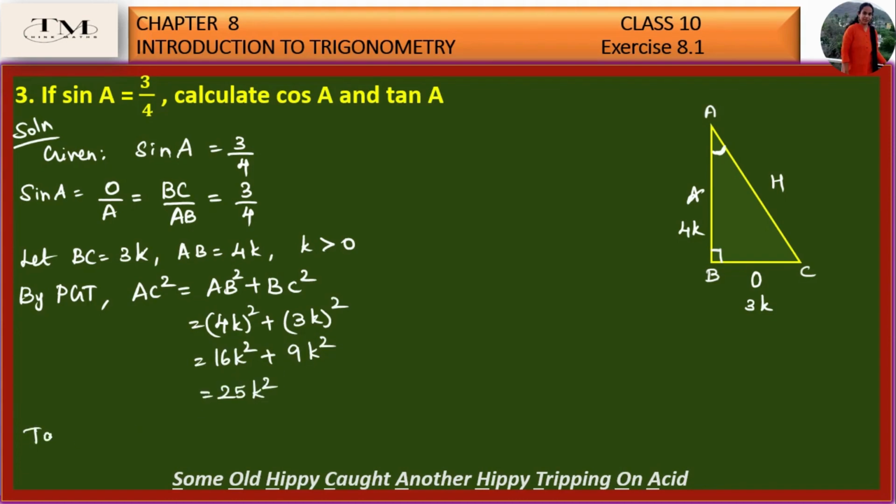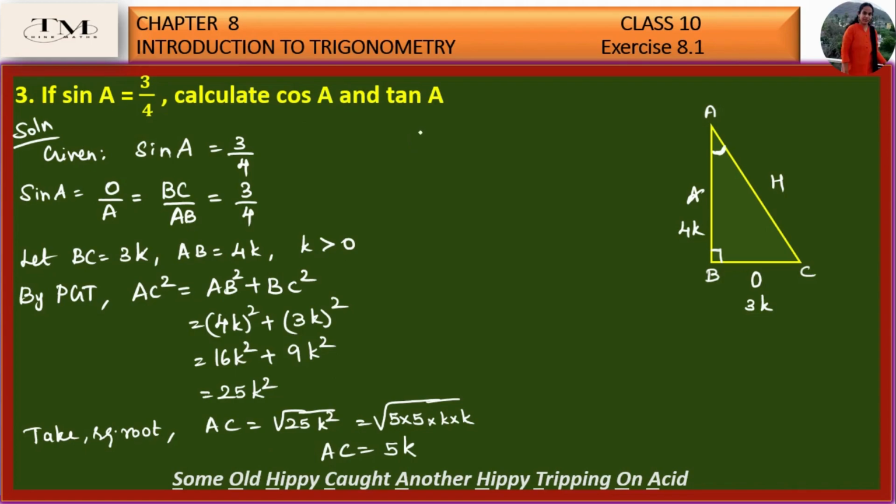If we take the square root on both sides, the power 2 gets cancelled. So AC will be equal to the square root of 25K square. 25 is 5 into 5, and K square can be written as K into K. So 5 is in pair inside the square root, so it will be 5, and K is in pair, so the answer will be K. So AC is equal to 5K. So we got BC, AB and AC.